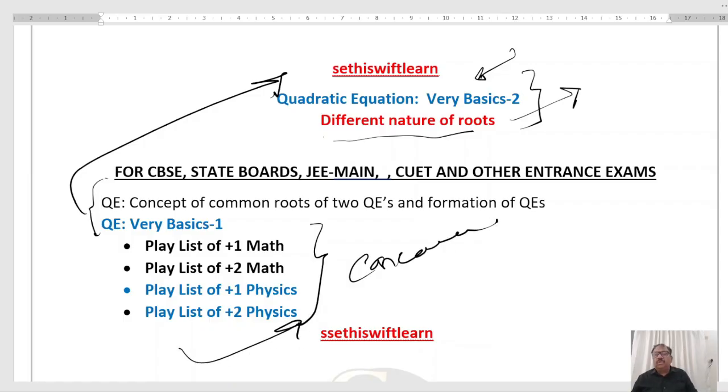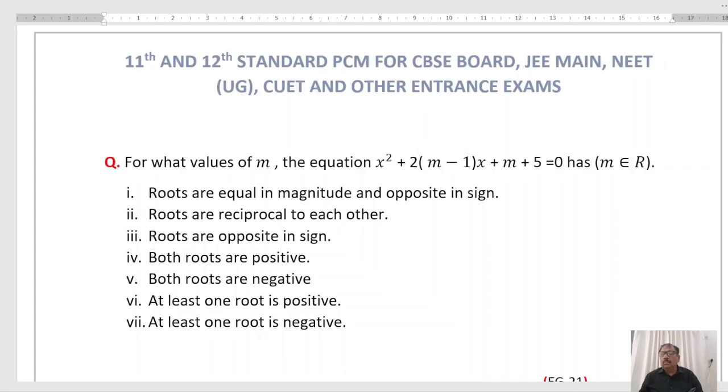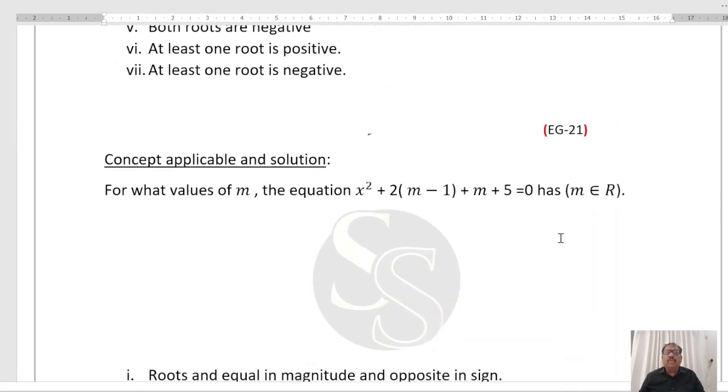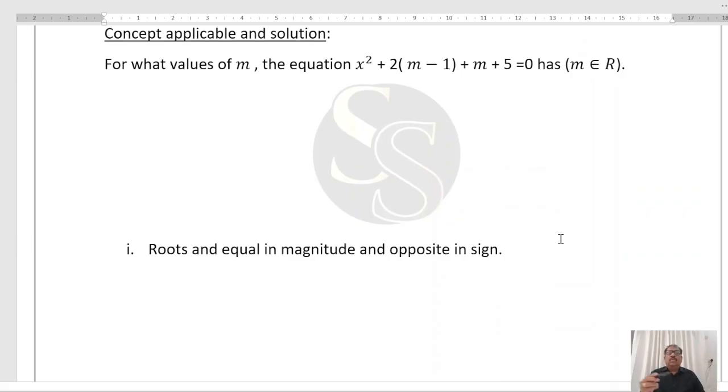Now let's start with the questions. The question is: for what values of m does the equation x square plus (2m minus 1)x plus m plus 5 have roots that are equal in magnitude and opposite in sign; roots that are reciprocal to each other; roots that are opposite in sign; both roots positive; both roots negative; at least one root positive; at least one root negative, where m belongs to R? We have to solve one part at a time.